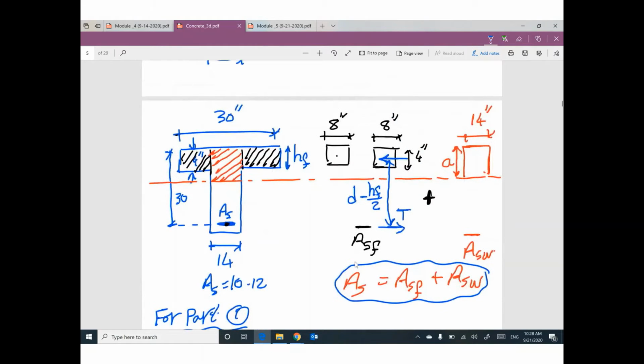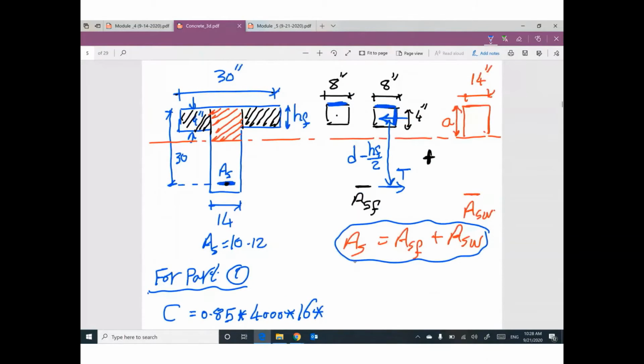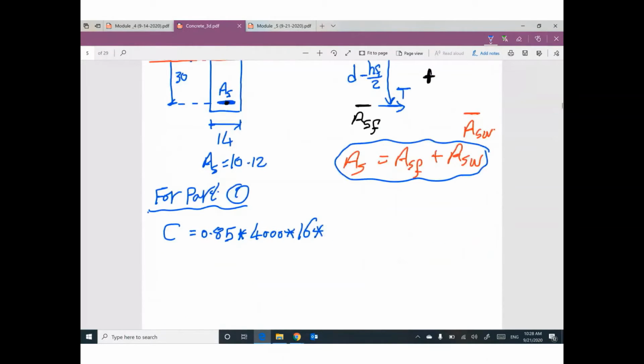This one plus this one, how much? 16. Thickness, what is the thickness here? 4. So I can figure out capital C.